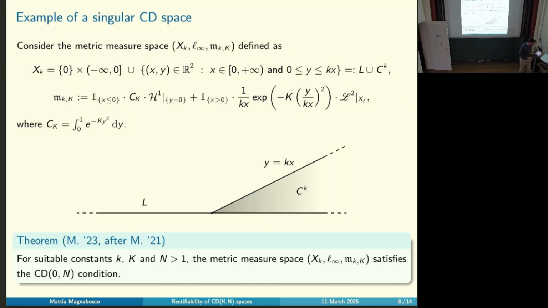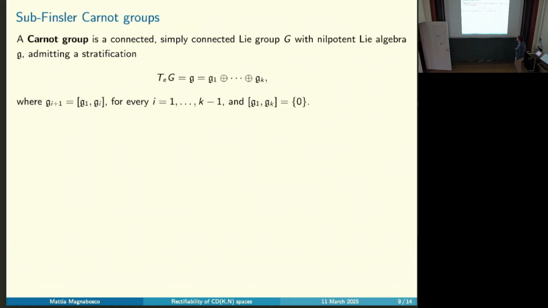And for this reason, we had to come up with a different strategy for proving rectifiability in CD(0,N) and in CD(K,N) spaces, and this strategy relies on the notion of sub-Finsler Carnot groups. So I will introduce these objects in this first slide. I will start using the language of Lie groups, and if you're not familiar with this, it's not very important. The important part comes after, which is the geometric structure of these spaces.